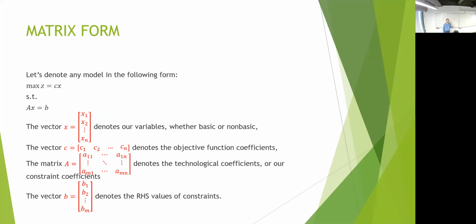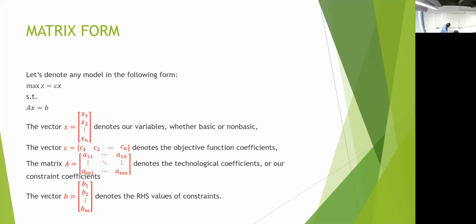And now we have subject to the constraint Ax equals b. Now, x is of course our decision variables, and A is the coefficients of the constraints, with b being the right hand side. Now, this is the simplest form. We can just say that c is a vector.